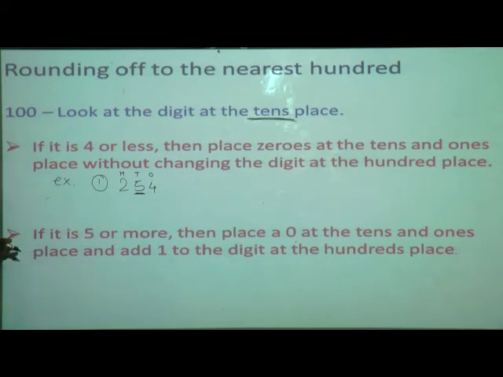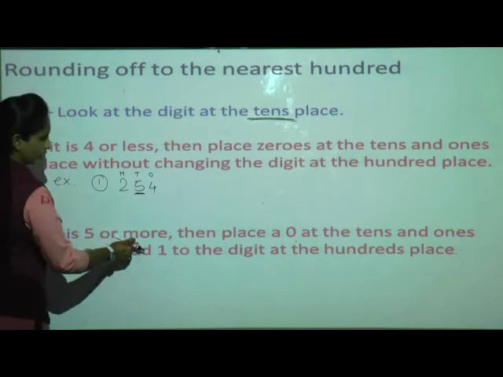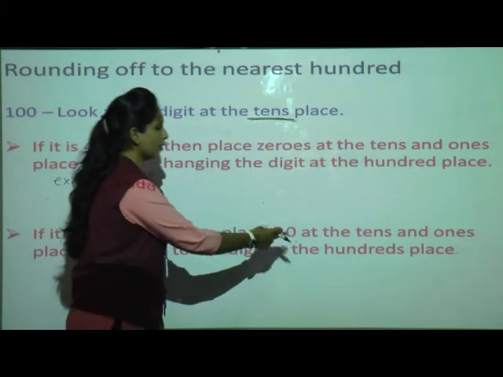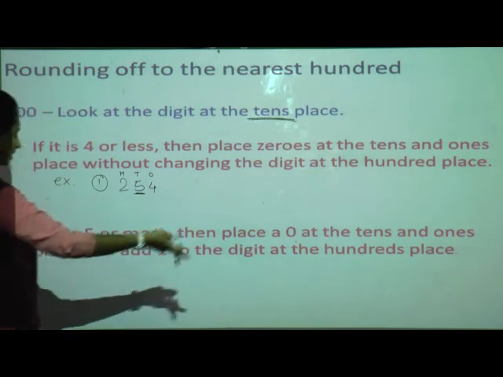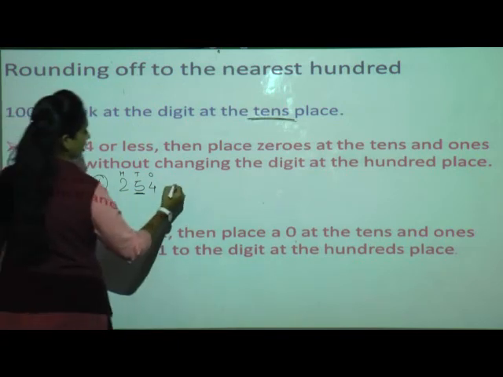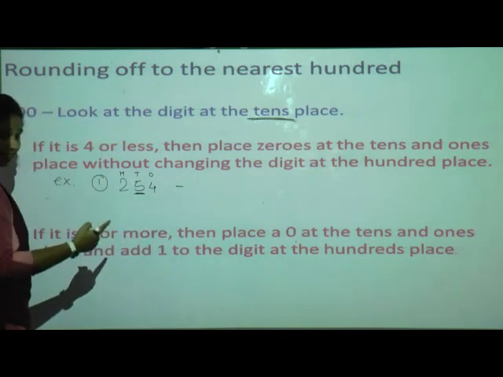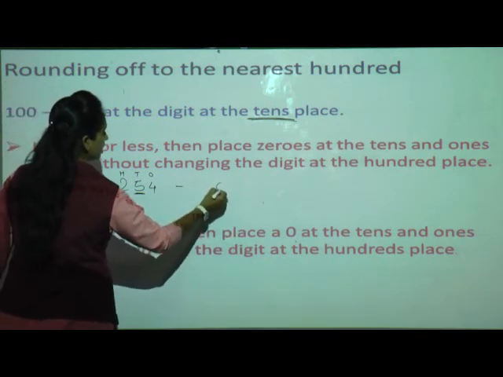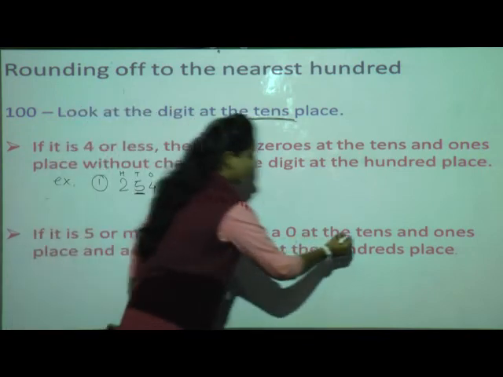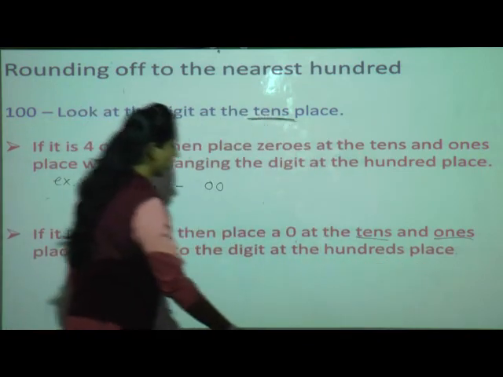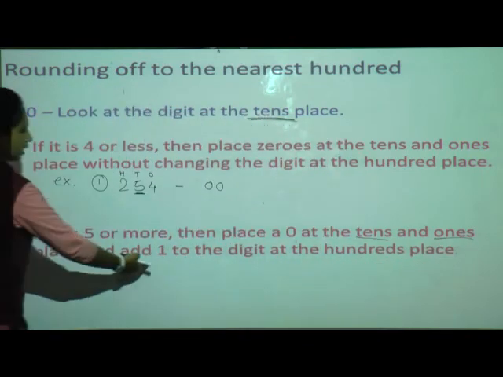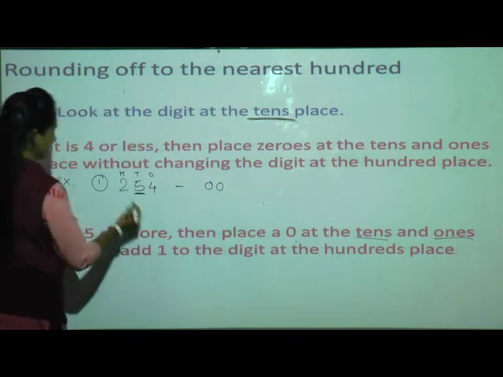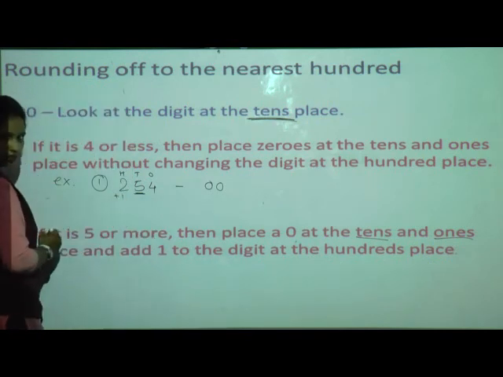So regarding this question, there is one more point. Now we will read this. If it is 5 or more, then replace a 0 at the tens place and ones place. Now 5 is there. Then what are they saying to do? Just replace the number with 0, 0 at the tens place and ones place, and add 1 to the digit at the 100 place. And 100 is here. Okay.